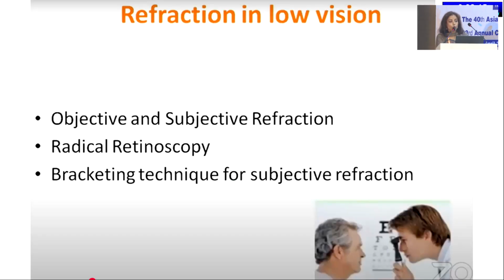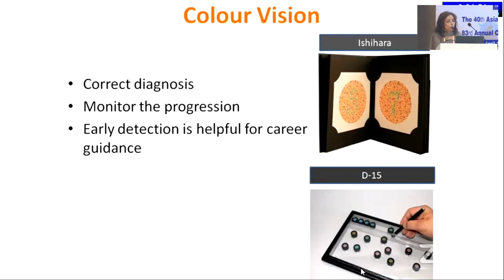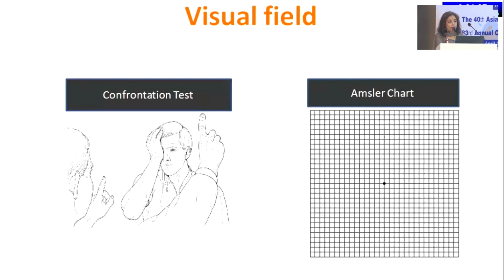Refraction in low vision, we have to do objective and subjective refraction. As and when necessary, we have to do a dilated evaluation also. Radical retinoscopy and bracketing technique are something which is helpful for patients having low vision. Contrast sensitivity, the standard Pelli-Robson chart is followed, and we have to know about the functional capabilities of the patient. Color vision, we can follow the standard Ishihara, and this will help us to know what career advice we can give, because there are certain jobs which require the patient to have no color vision blindness.